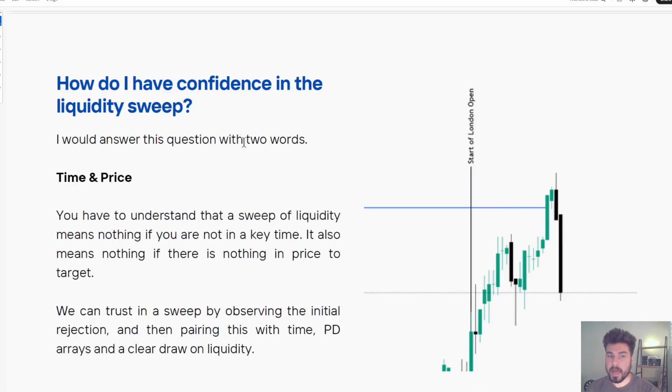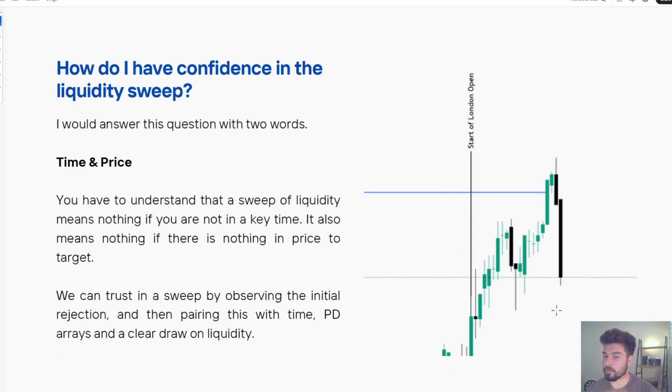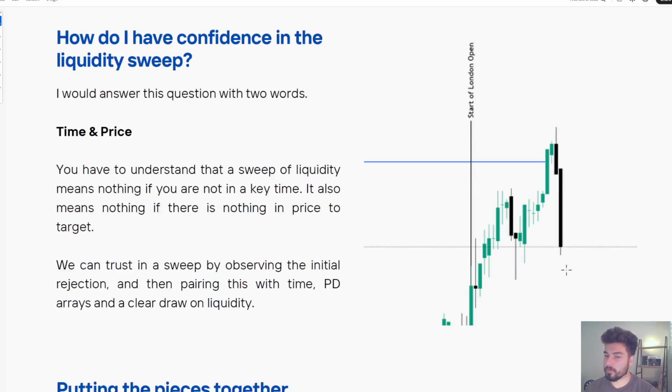The next question is, how do I have confidence in the liquidity sweep? The answer is time and price, because you might say to me, well Ruben, yeah, we've swept this high, we've rejected on the 1 minute, but how do you have confidence that we're not just going to continue back up again? And this all comes from the idea of time and price. So you have to understand that a sweep of liquidity means nothing, for me anyway, if we're not in a key time. It also means nothing if there's nothing to target.